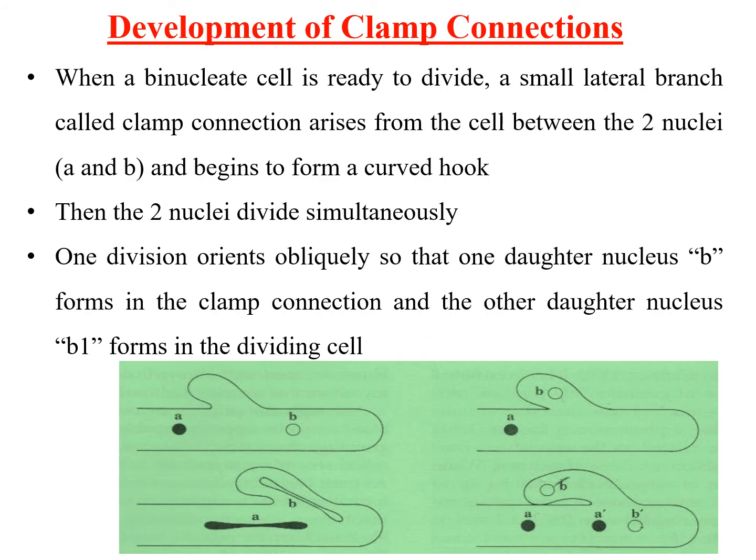So how the development of clamp connection, whatever I explained previously in that picture, here I will show point by point. When a binucleate cell is ready to divide, a small lateral branch, known as a clamp connection, arises from the cell between the two nuclei. As I already told, it will arise between the two nuclei, that is A and B, and begins to form a curved hook. Here it is a curved hook.